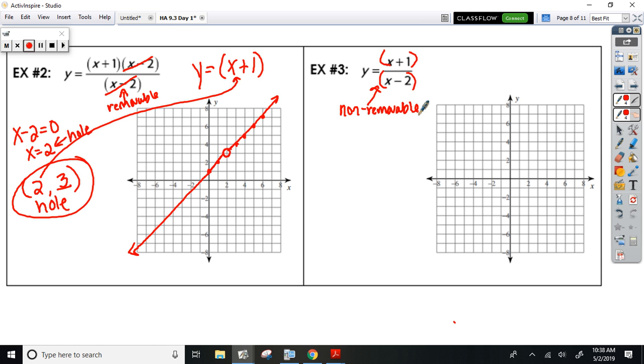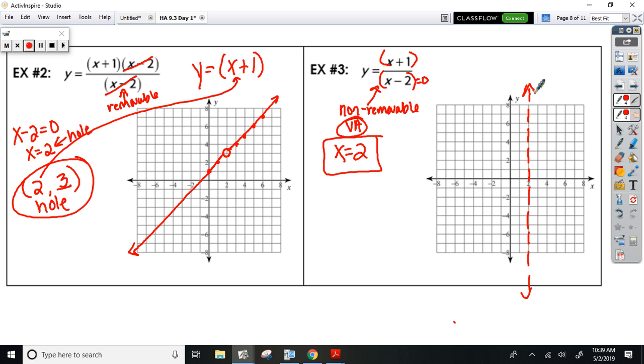And non-removables are also called vertical asymptotes. So those are going to be equations, x equals the number, which is going to be the opposite of this by setting it equal to 0. Add 2. So go and draw a vertical asymptote for our discontinuity that cannot be removed.